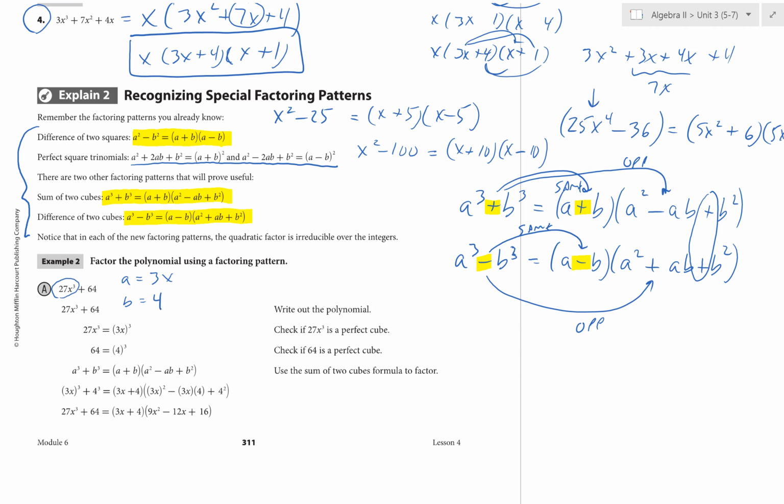So now that I've identified what A and B are, I can just go straight to this equation and say that this is going to be A plus B, so that would be 3x plus 4. And then it says, now we're going to have A squared. So what is 3x squared? What should I write in place of A squared? 3x quantity squared. What's 3x times 3x?